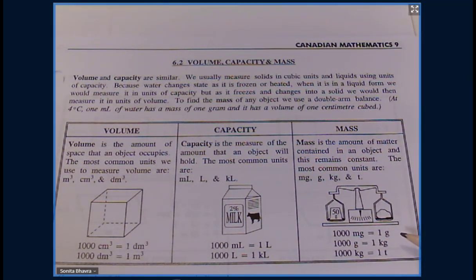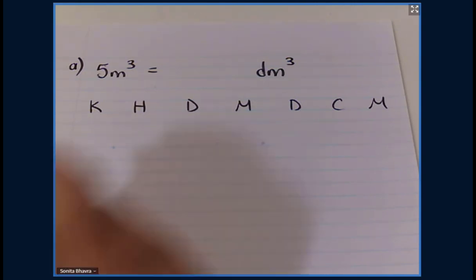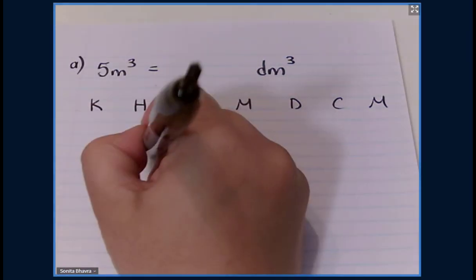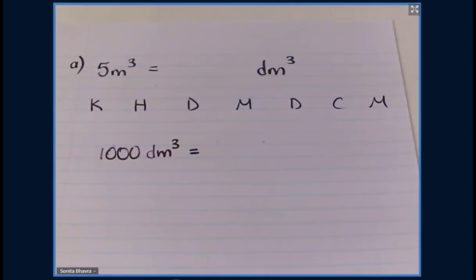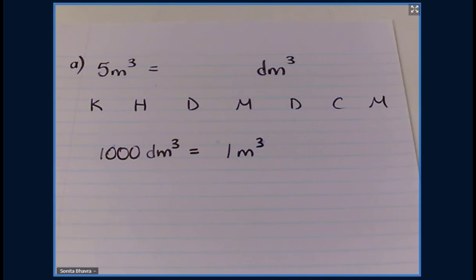Some conversions: 1,000 milligrams is equal to 1 gram, 1,000 grams in 1 kilogram, and then 1 ton has 1,000 kilograms. To solve this, you could use this chart here, or we can use the conversion factors that were given to us in the module. So we know that 1,000 decimeters cubed is equal to 1 meter cubed. We're going to set it up like a ratio and then use cross multiplication to solve.